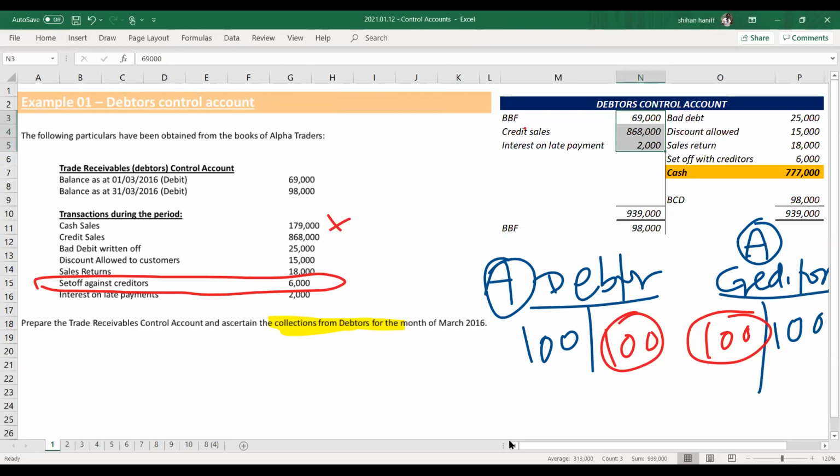Okay, so now let's move on to the second example. Now this is the basic format for a debtors account. Answer is 707. Can you all hear me properly?